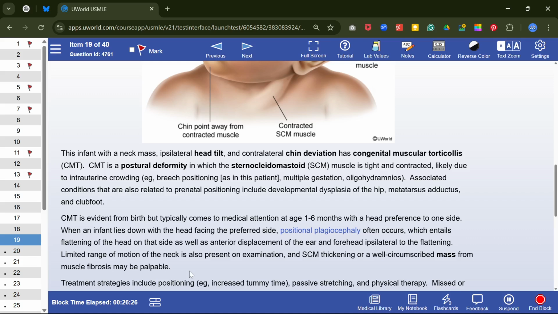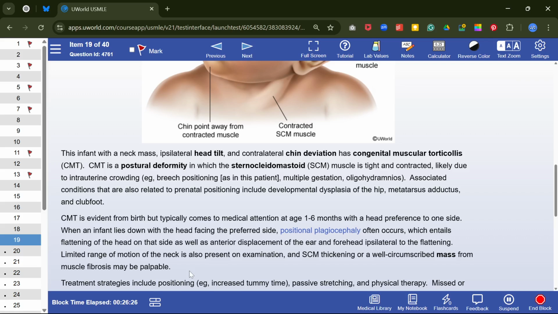This infant with neck mass, ipsilateral head tilt, contralateral chin deviation, has congenital muscular torticollis. CMT is a postural deformity in which sternocleidomastoid muscle is tight and contracted, likely due to intrauterine crowding, breech positioning, as in this patient, multiple gestation and oligohydramnios.